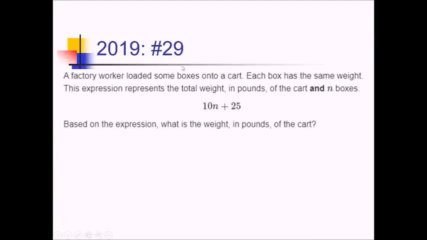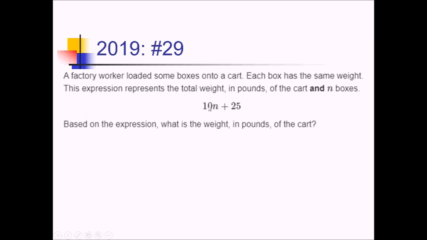For this problem, we have a factory worker loading some boxes onto a cart. Each box has the same weight, and this expression represents the total weight, given n boxes. Based on the expression, what is the weight in pounds of the cart? All right, so we basically have to figure out where each component of the total weight ended up. We have the weight from the boxes, each of which weighs the same thing, and we have the weight of the cart. Well, if each of the boxes weighs the same thing and there's n of them, then this 10n expression most likely represents the weight of the boxes.